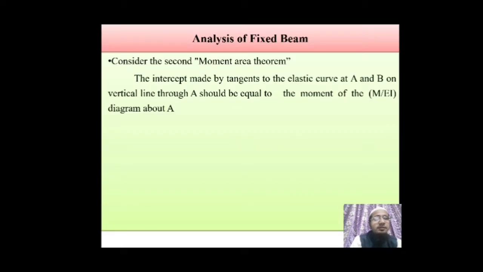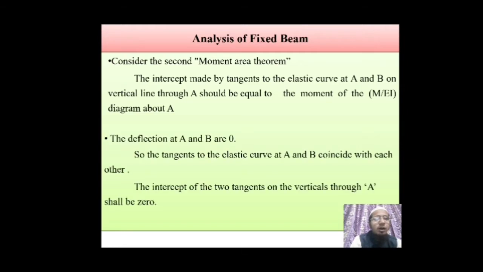So now let's consider the second moment area theorem. What does it say? The intercept made by tangents to the elastic curve at A and B on a vertical line through A should be equal to the moment of the M by EI diagram about A. Now, in our case, the deflection at both ends, A and B, is 0, since both ends are fixed. So if deflection is 0, the tangents to the elastic curve at A and B coincide with each other.